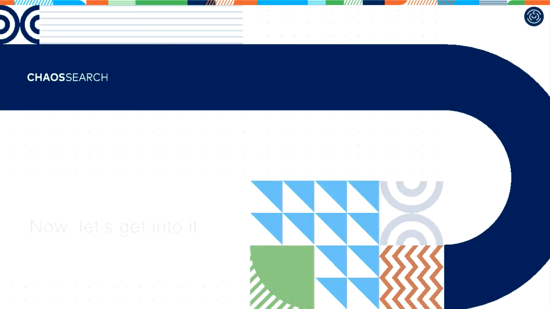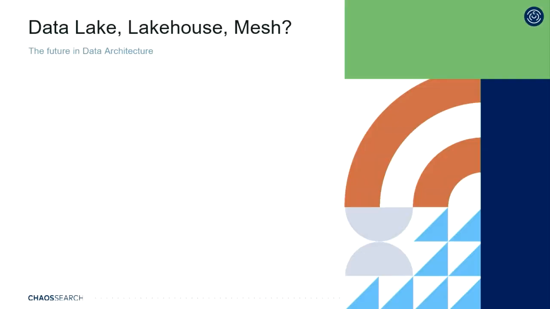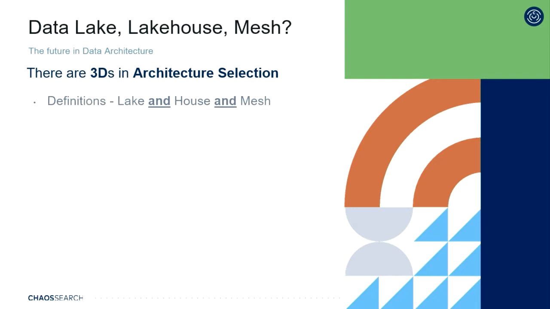So without further ado, let's get into it. We have limited time here. So data lakes, lake houses, data meshes, what are they and how do you select one from the other? And I like to say there are 3 Ds in selecting an architecture. There's a definition. What is a data lake? What is a lake house? What is a mesh? And there's some subtle differences between these. And the nuance is important.